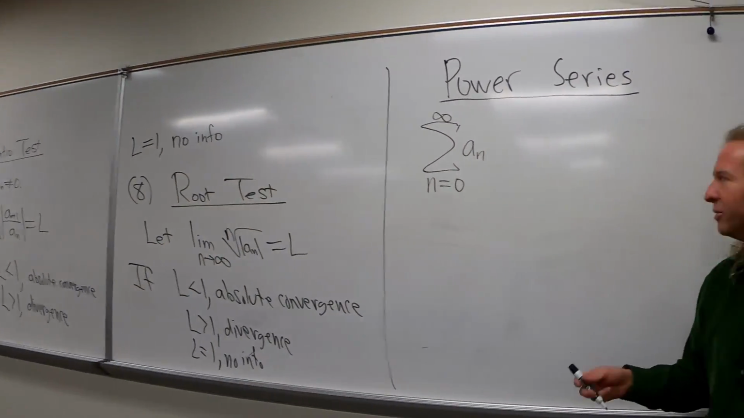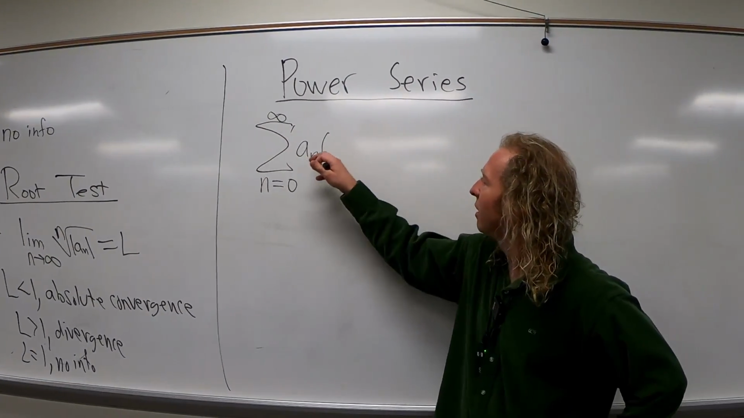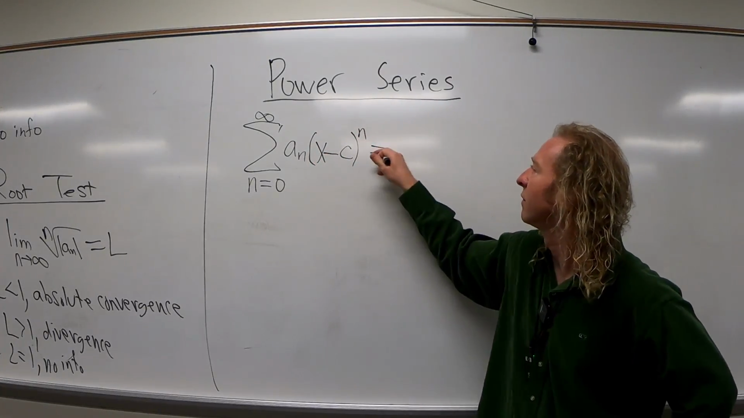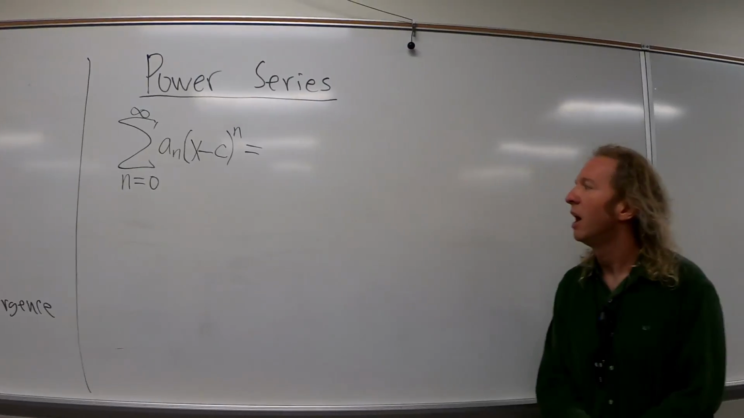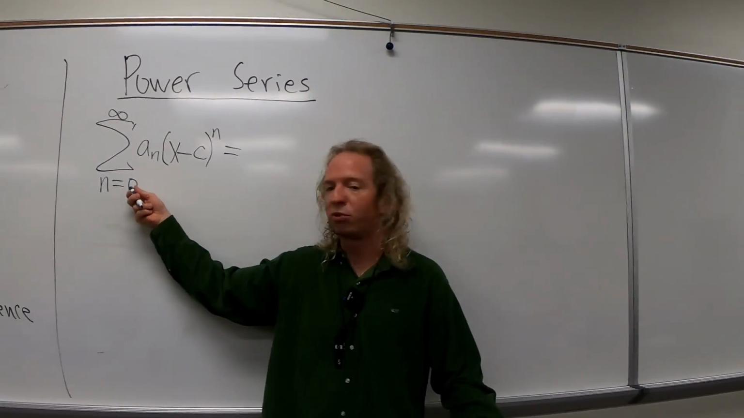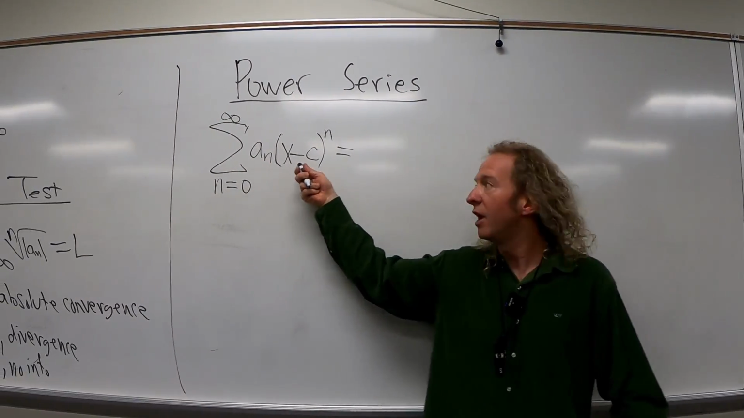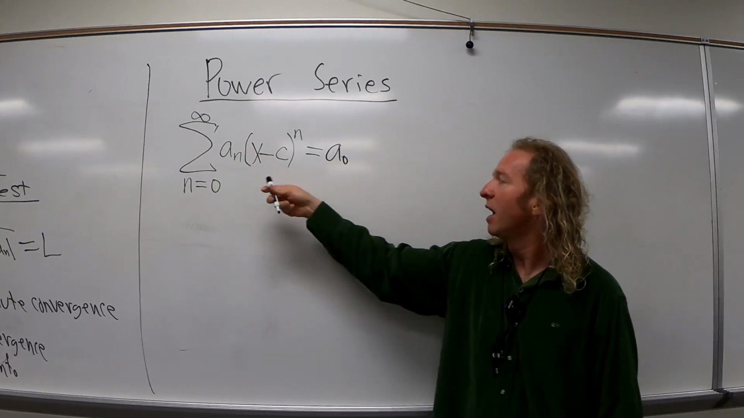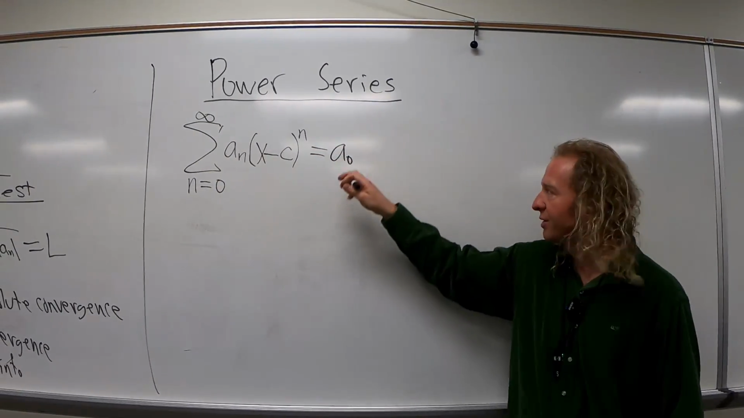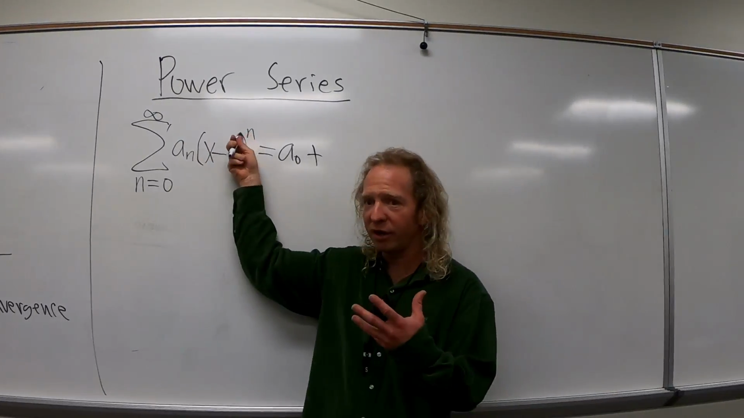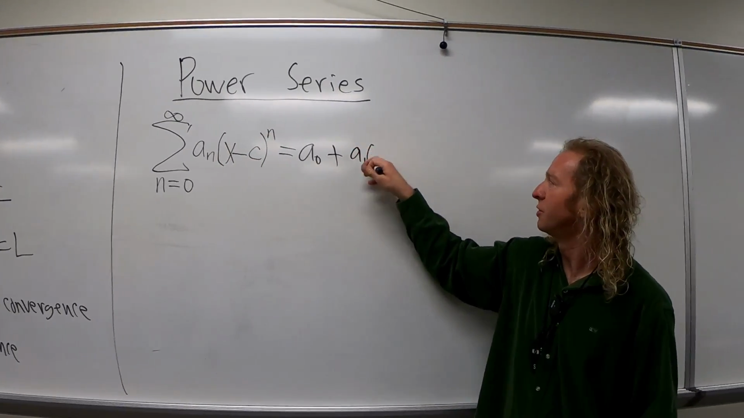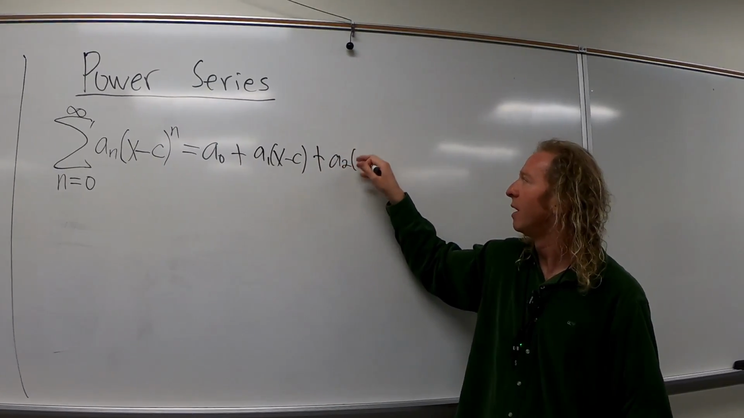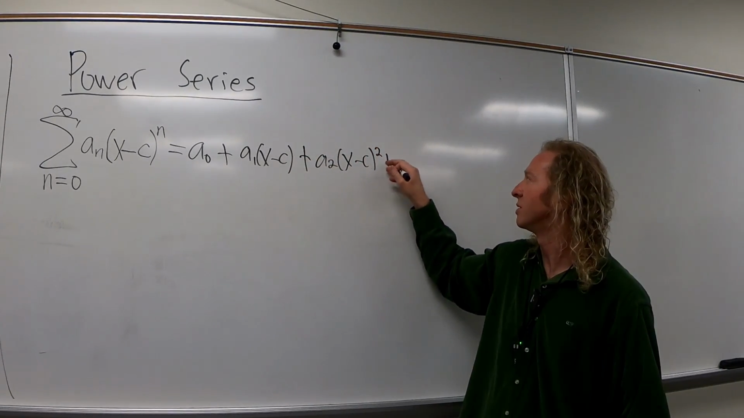So power series: the sum of a sub n, x minus c to the n. Basically what this means is you plug in 0, so you get a sub 0, and x minus c to the 0 is 1, so you just get a sub 0. The symbol means you add. Then you plug in 1, so you get a sub 1, x minus c to the 1, plus a sub 2, x minus c squared, plus dot, dot, dot.